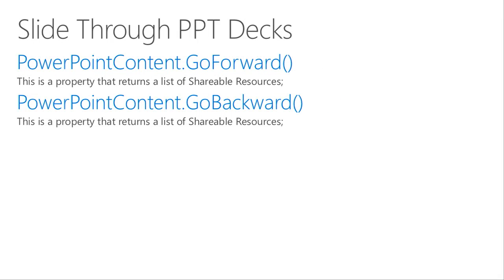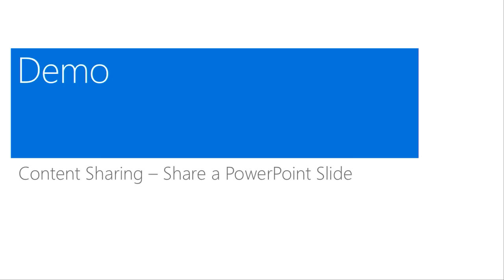So in the case of PowerPoint content, you can call go forward and go backward. In this case, let's say all the participants are in the conversation, and if you call go forward and go backward, the PowerPoint will be moving forward and backward for all the participants. Okay, so with that, I'm going to do a simple demonstration for the content sharing. I'm going to just do a whiteboard.